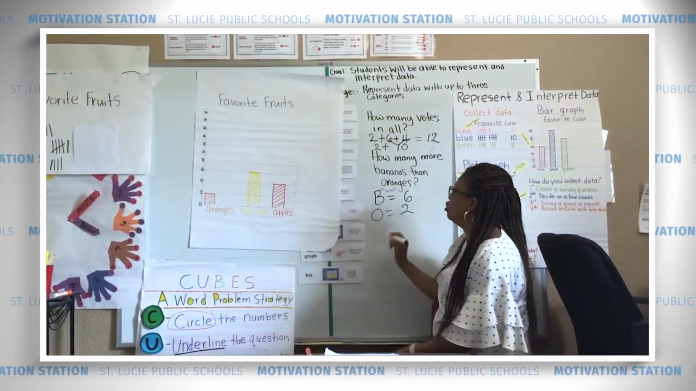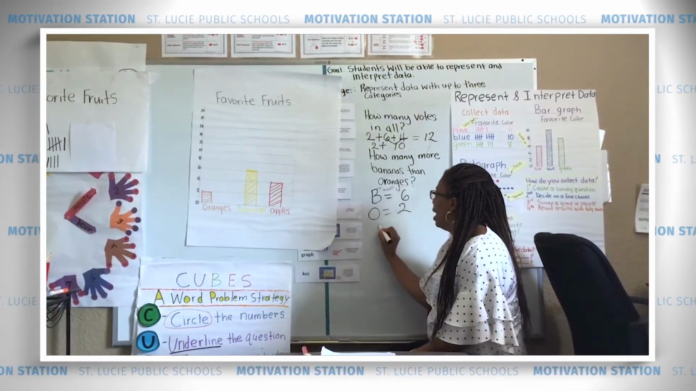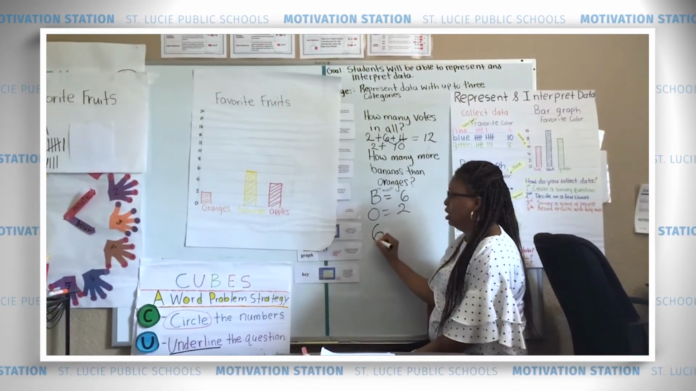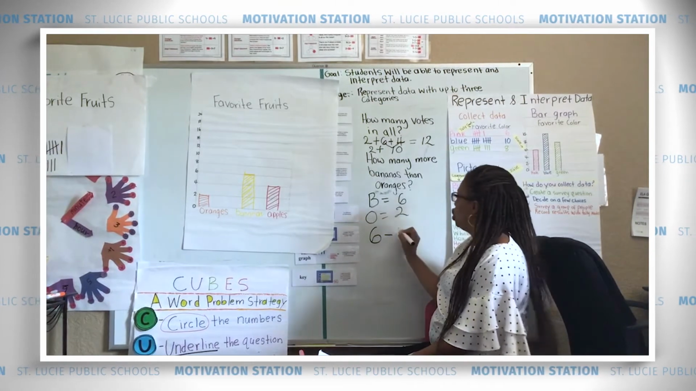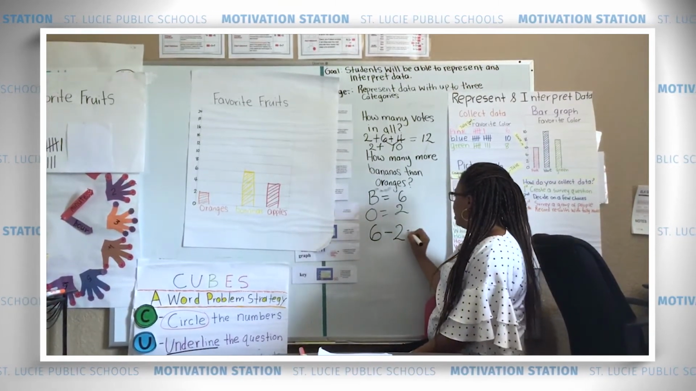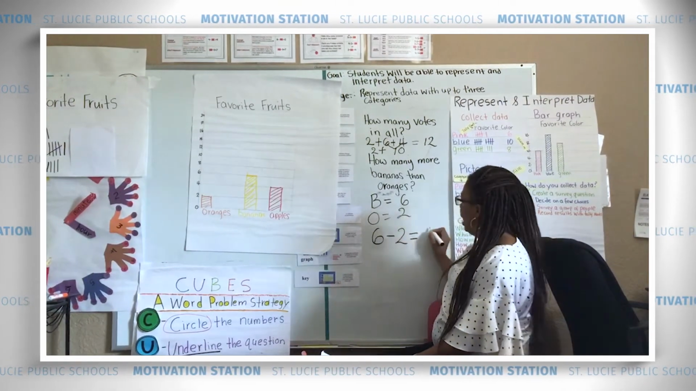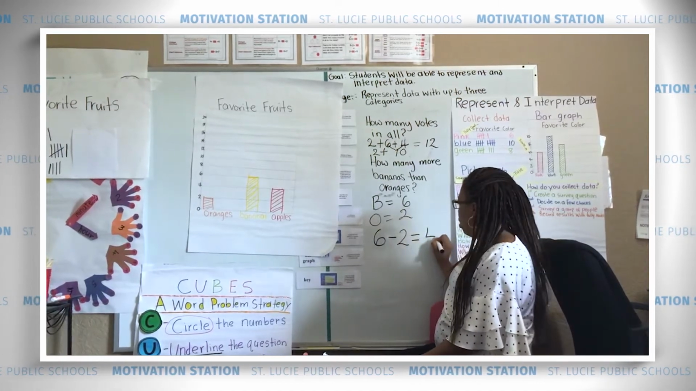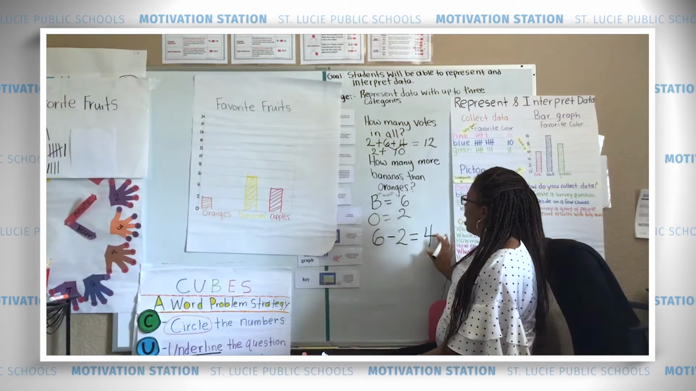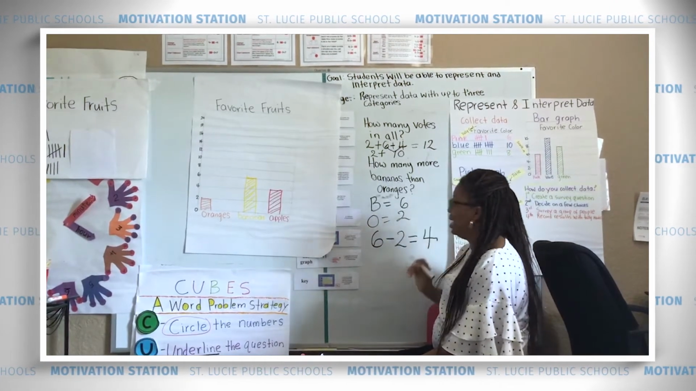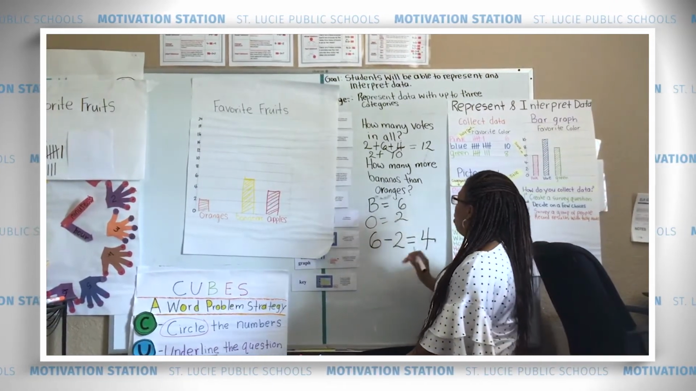So here are my bananas here, and then my oranges go all the way up here. So what I can do to figure that out, boys and girls, I could go ahead and do 6, because that's how many bananas I had. I take away 2 oranges. 6 minus 2 is equal to 4. So 6 minus 2 equals 4. That will give me how many more bananas I had than oranges.